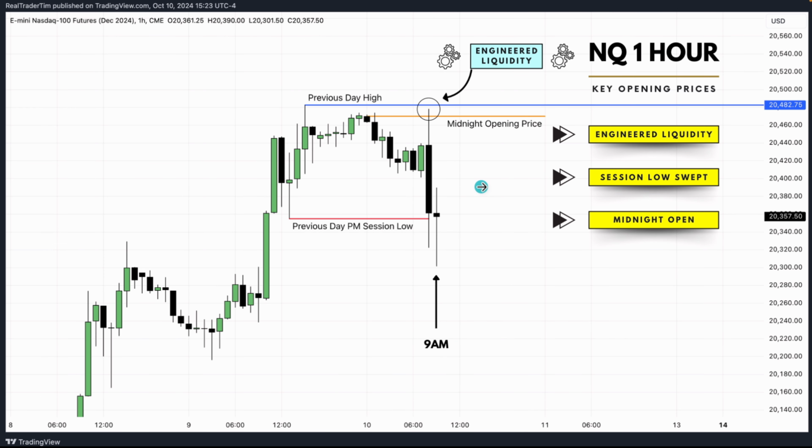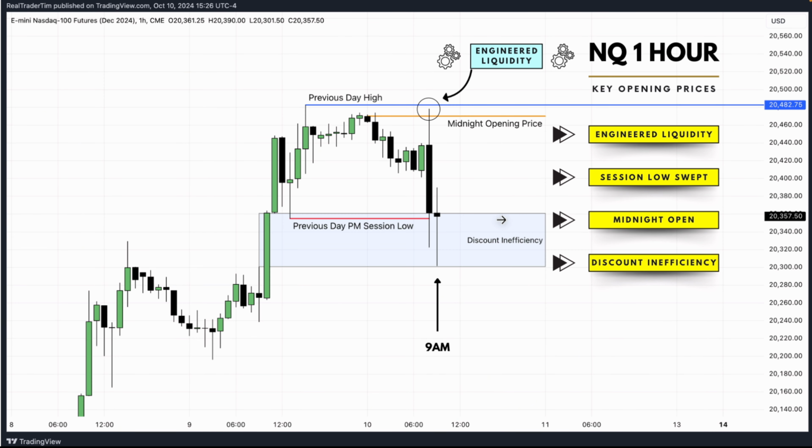If we continue forward here, let's add key opening prices. First and foremost, we're going to look at midnight's opening price. Where are we with this 9 a.m. candle in relation to midnight opening price? We are below that key opening price level, okay? That is best case scenario for a long. So we're still utilizing the key opening prices as a tool to build your narrative. You're still saying, okay, we left behind engineered buy side liquidity. We're sweeping session lows. We're below midnight opening price. We're starting to build a bullish narrative.